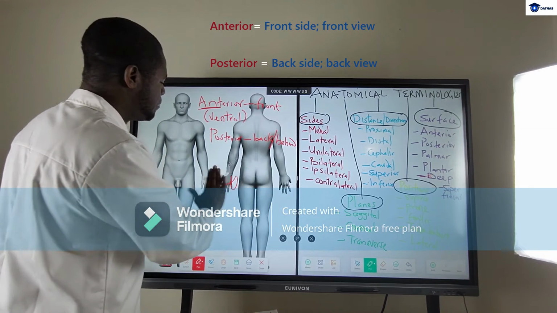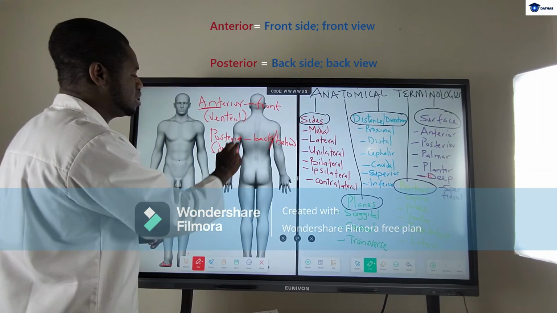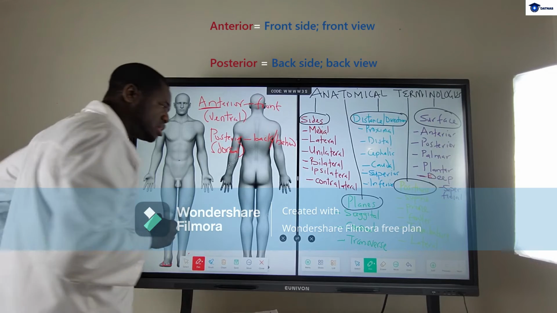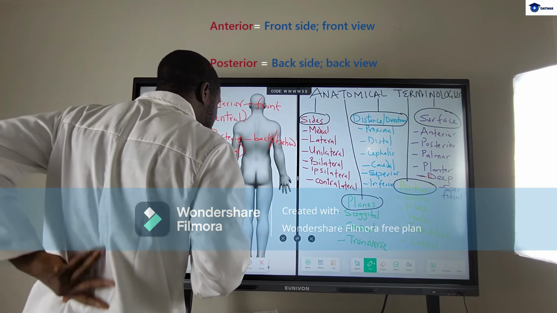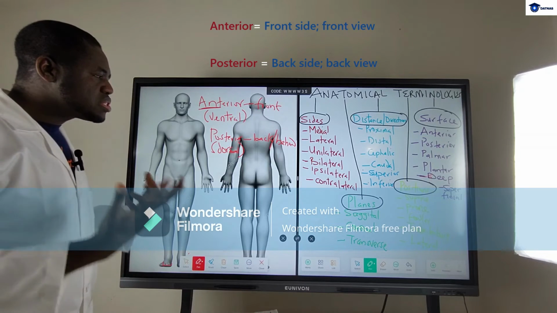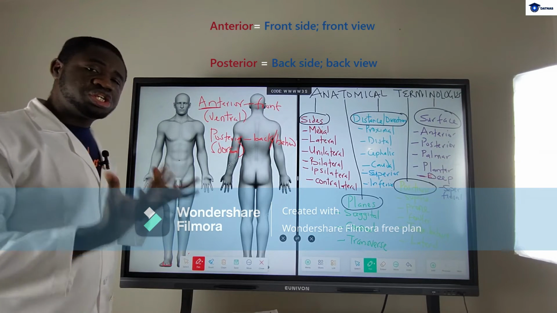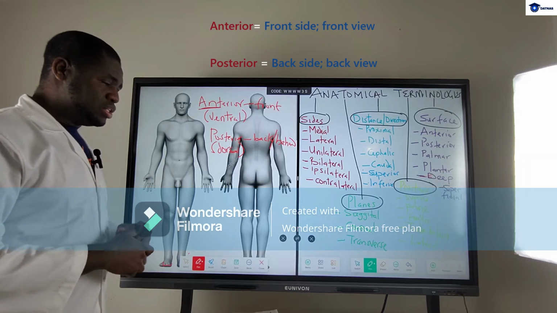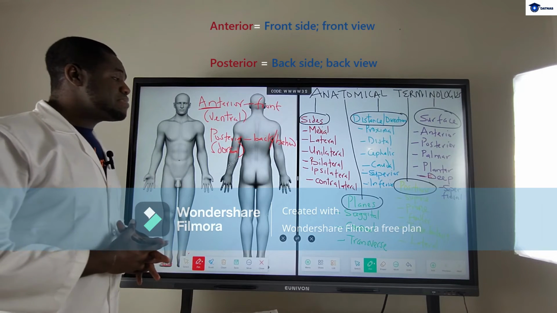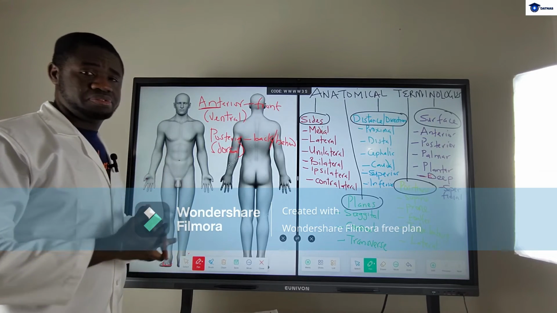So another term for posterior is dorsal. Dorsal means posterior. It means back. It means behind. So the dorsal surface is the same thing as the posterior surface. The dorsal view is the same thing as posterior view. That is the back view.